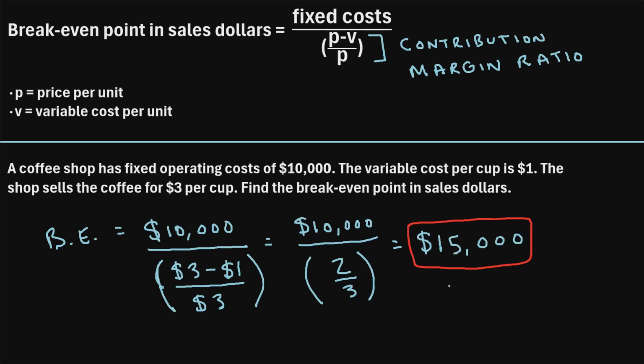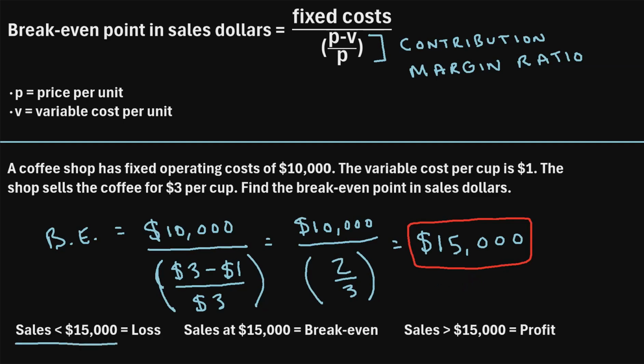Now, here's what this actually means. When sales are less than $15,000, the coffee shop is operating at a loss, or in other words, they're not making money. Their costs are greater than their revenue. But when the sales are exactly equal to $15,000, that means they're operating at a break even. So they're not making money and they're not losing money. But as soon as the sales are greater than $15,000, then they're making a profit. So their total revenue is going to be greater than their cost.